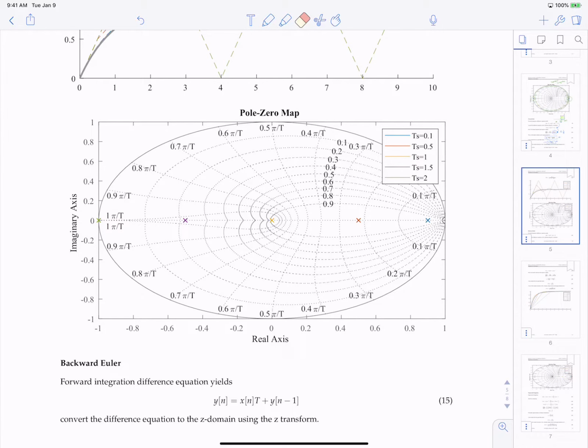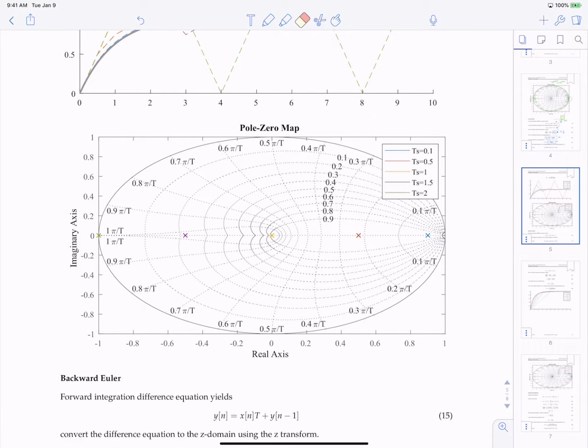Here's our pole zero map for these various values of T, the sampling time. You can see we started originally over here at T equals 0.1 second with this blue guy. And as I kept increasing it, we moved to the red, then to the yellow, then to the purple. And look, the green is that one at 2 seconds. That essentially means I'm on the unit circle now.